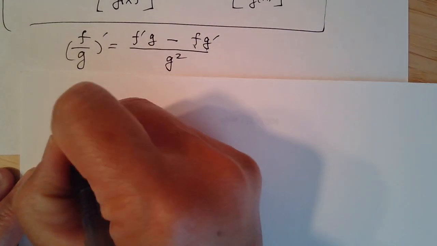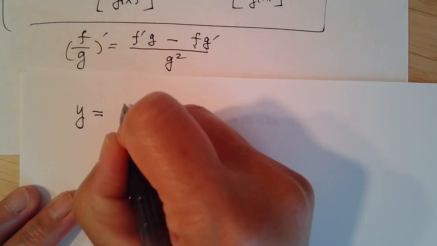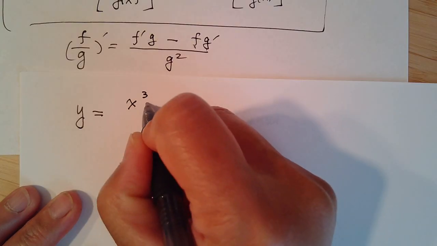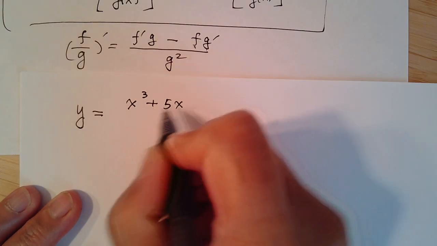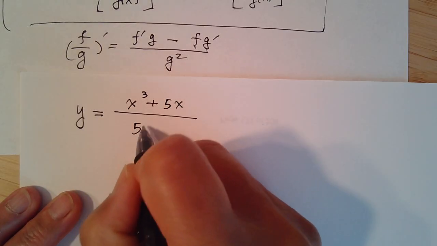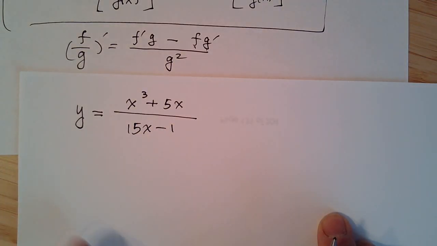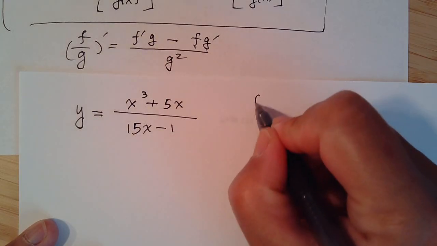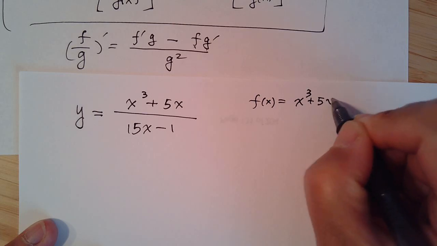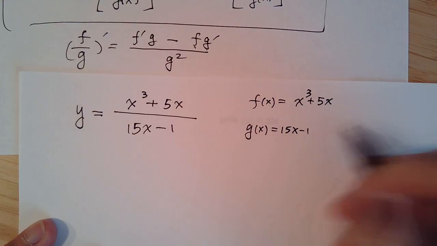Okay, so let me see. I give you a function y equals x cubed plus 5x over 15x minus 1. How do you get the derivative of this? Now, this is your f. You don't have to write it, okay? But you should really know this by heart. And g of x will be just 15x minus 1, isn't it?